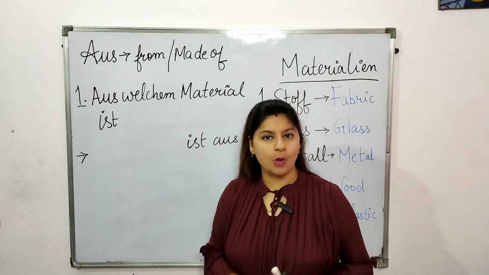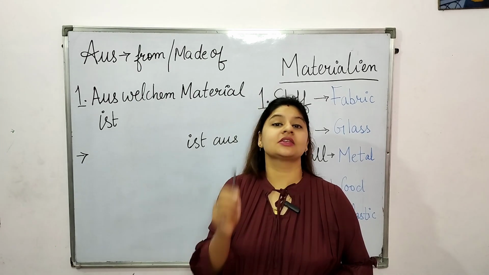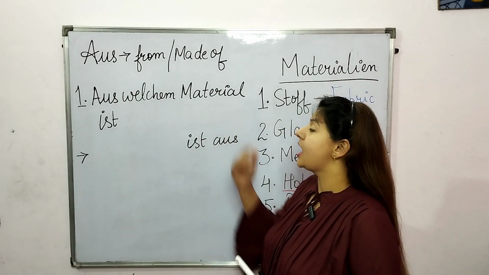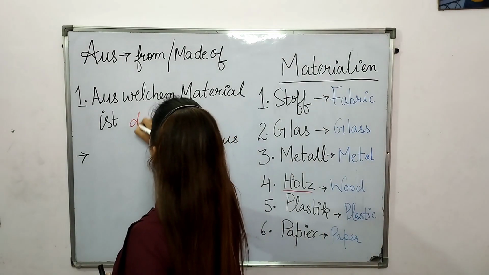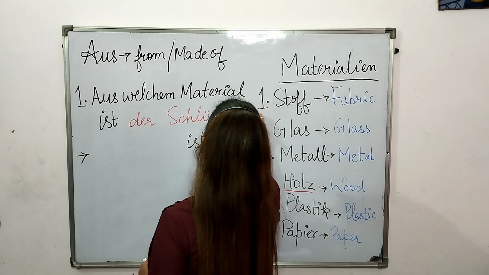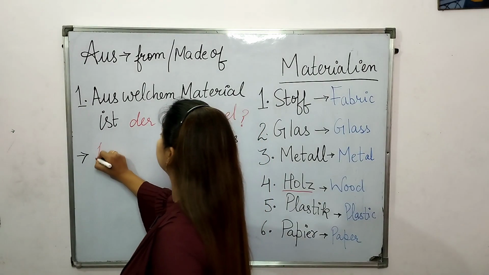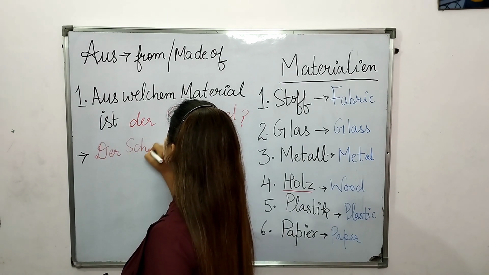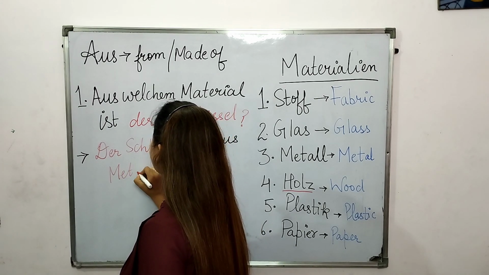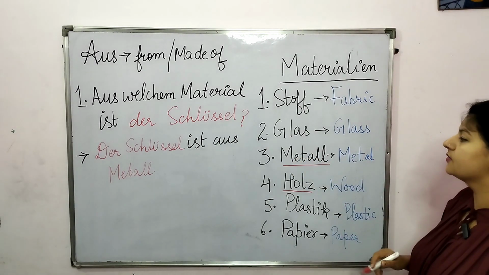Now, moving to the third object, that is Schlüssel. Der Schlüssel. So, we can ask, aus welchem Material ist der Schlüssel? So, our answer is, der Schlüssel ist aus Metall.